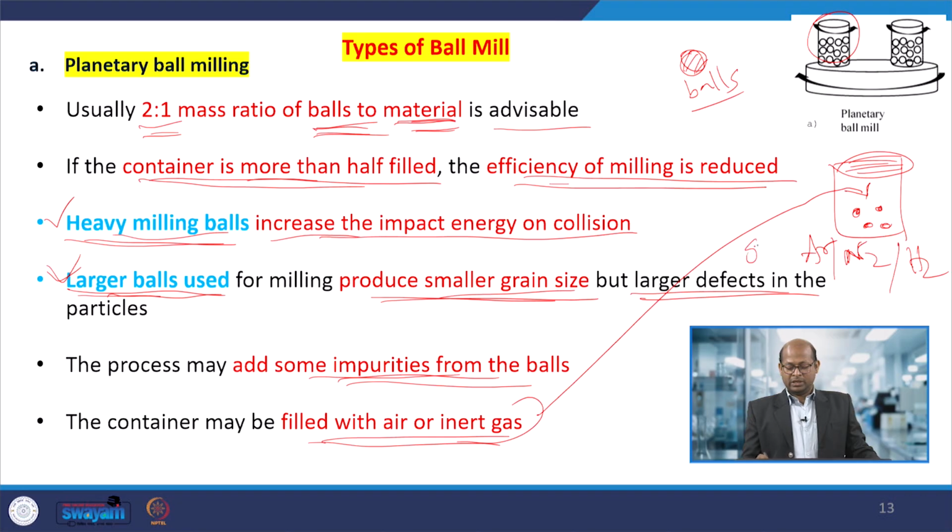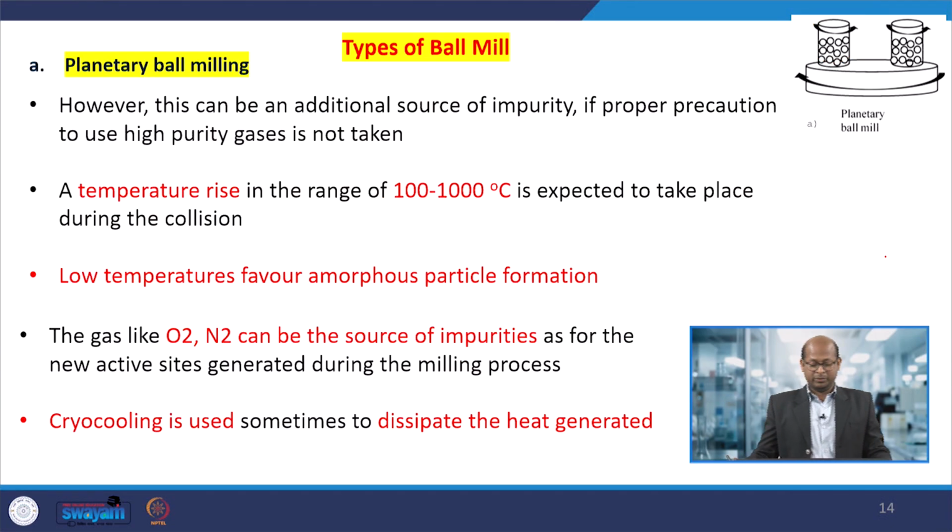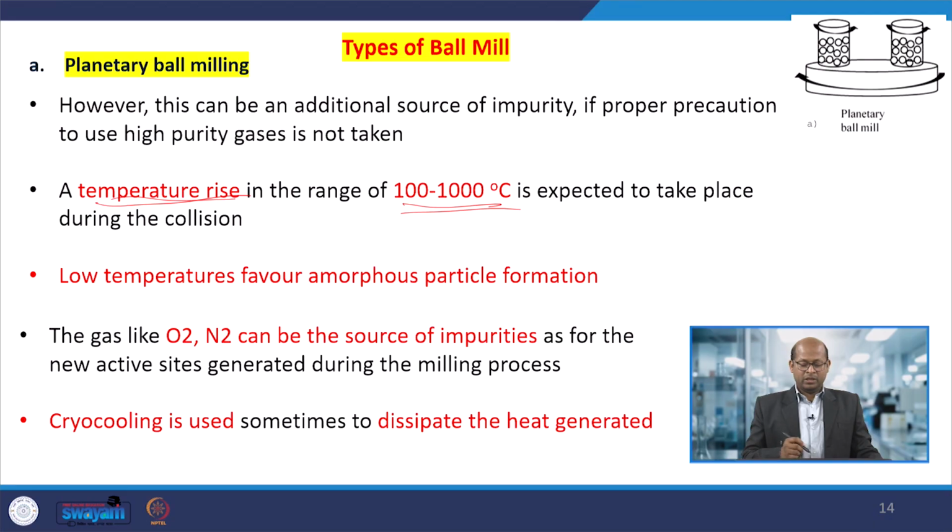Also, as grinding media we can use gas, and we can also use some liquid as a solvent during grinding. And when the grinding is going on inside that bowl, the temperature also increases, from 100 to 1000 degrees centigrade, depending upon how long we are rotating the bowls in that particular milling. So, high temperature during milling has some disadvantages.